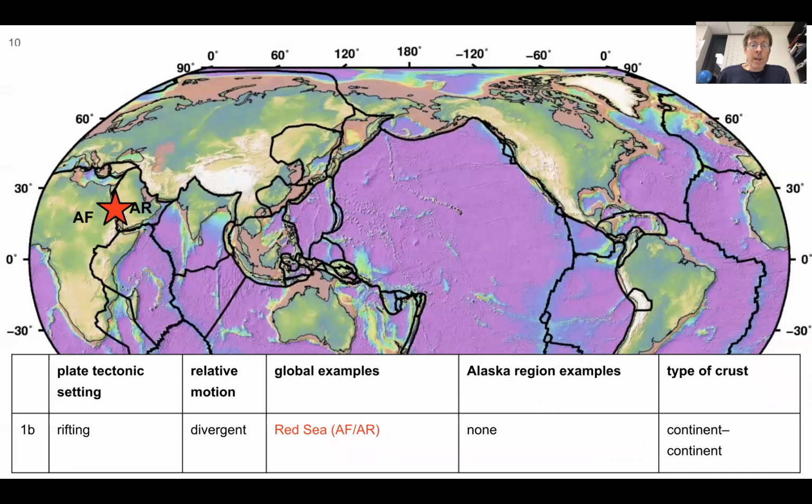You can also have divergent boundaries between continental crusts, and the famous one would be the Red Sea, a divergent plate boundary of rifting between 2 continental crusts, the Arabian plate and the African plate shown here. There's no examples of this in the Alaska region.